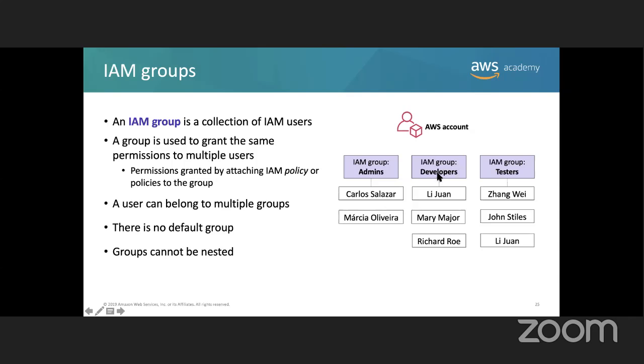Same thing here, developers and testers. You have Lee 1, Mary Major, and then Richard Rowe. We have Sam Wei, John Styles, and then Lee 1, who is a tester but also a developer. So he's in both groups. You can be in separate groups at the same time.